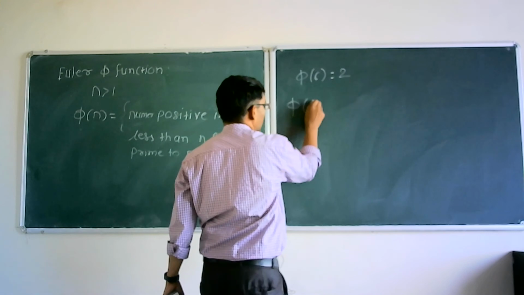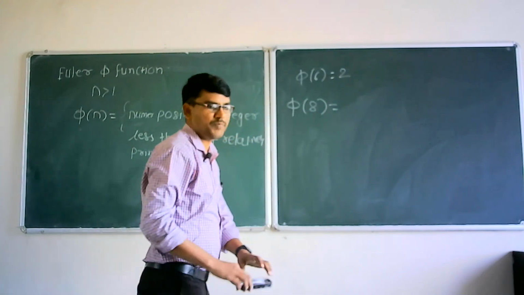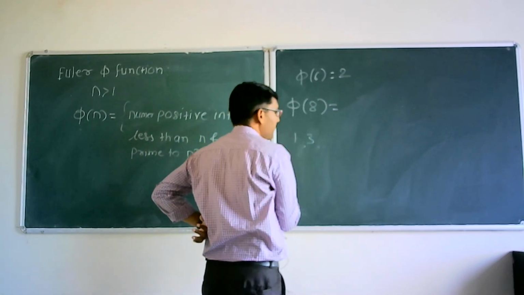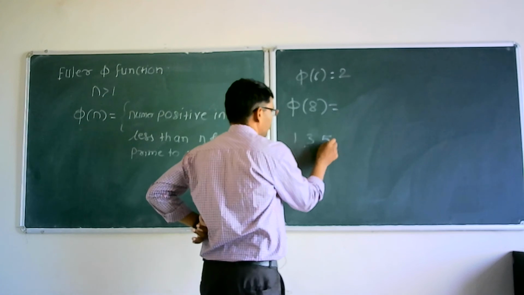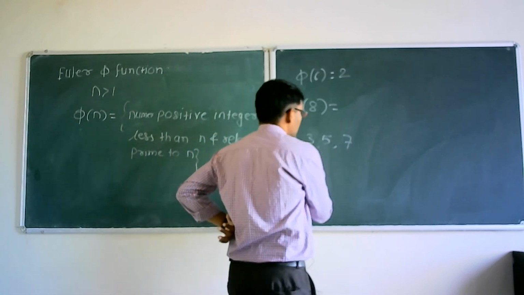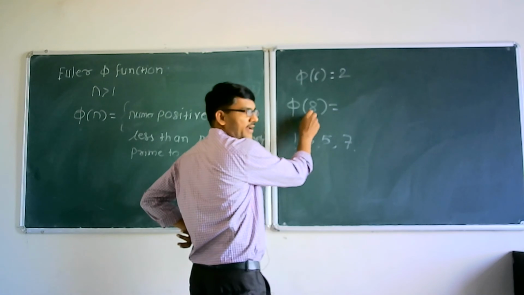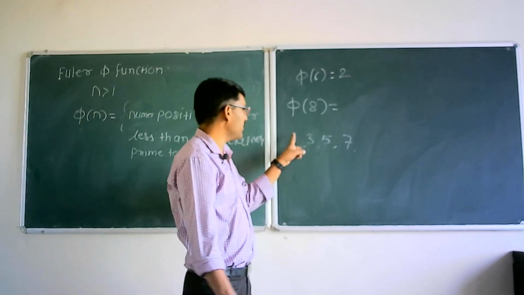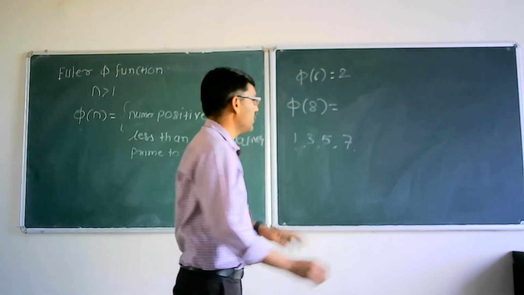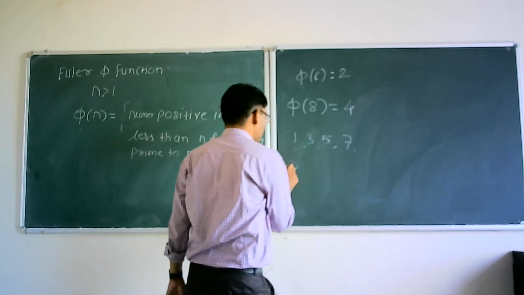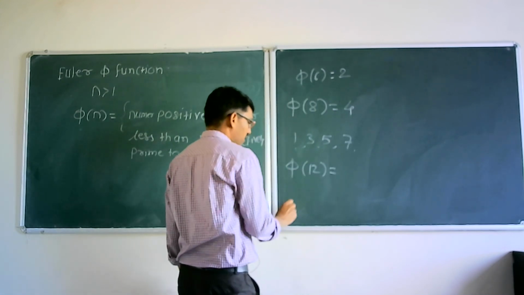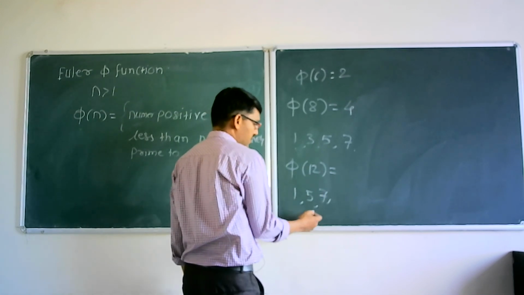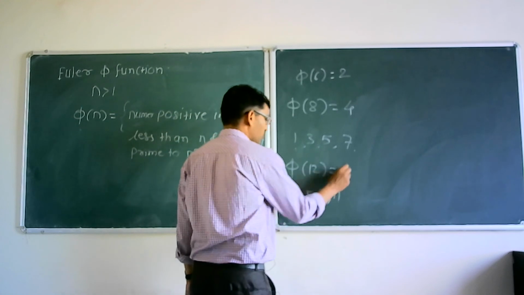What is phi of 8? How many positive integers are less than 8 and relatively prime to 8? 1, then 3, 5, 7. So there are 4 integers. What is meant by relatively prime? Their GCD with 8 is equal to 1. Take the GCD of these numbers with 8; it will be 1. So here 4. What is phi of 12? 1, then 5, 7, 11. So phi of 12 is also 4.